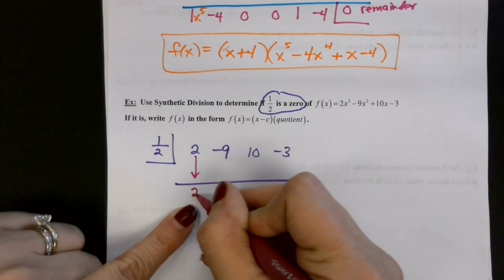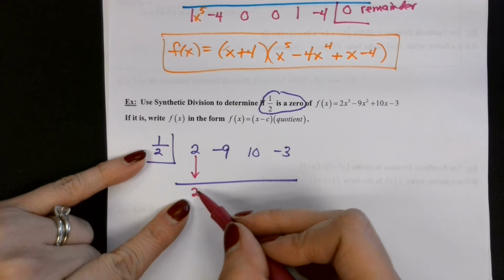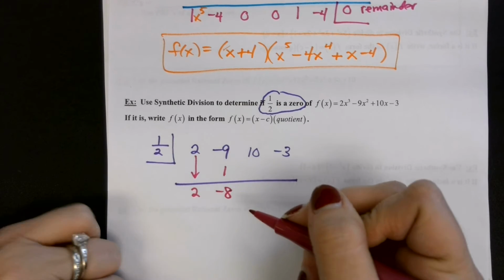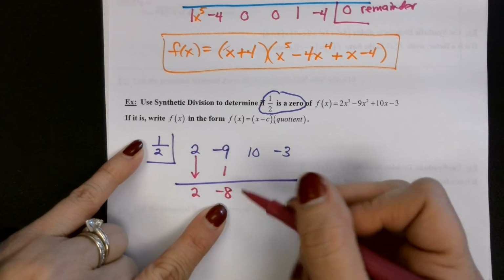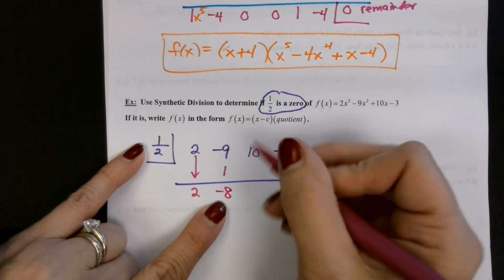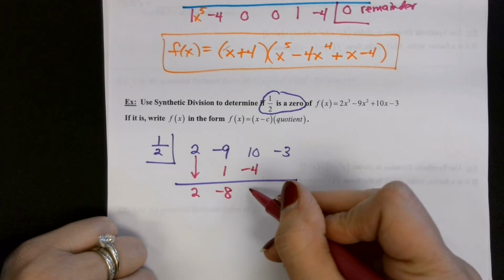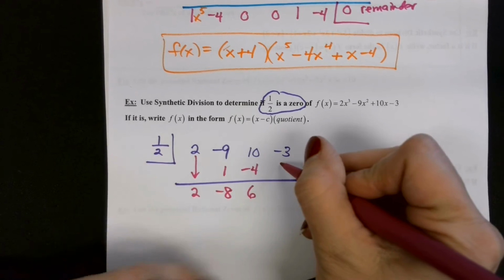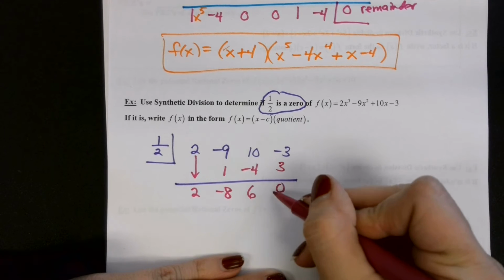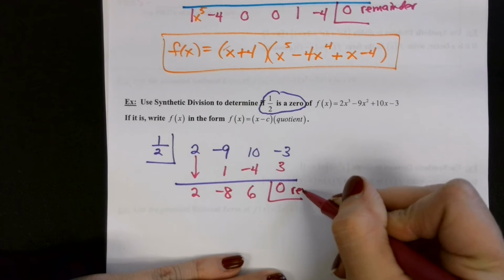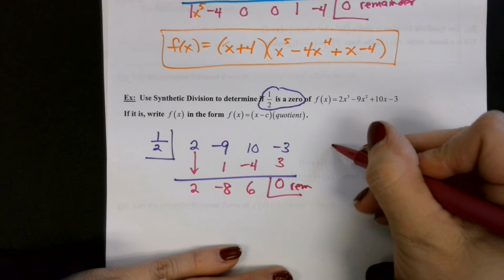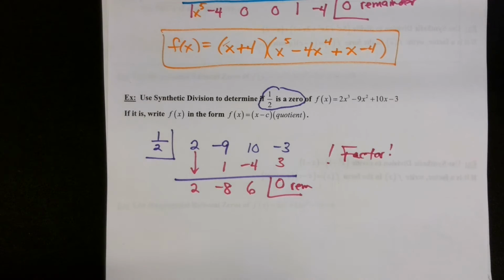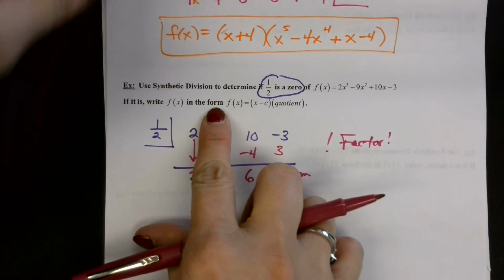Step 1, drop it down. Half of 2 is 1. Add them together. What's half of -8? Or you could say -8 divided by 2 makes -4. What's 6 divided by 2? 3. Look at that. The remainder is 0. And so yes, it is a factor. It is a factor. Okay, so we're going to write it in factored form.